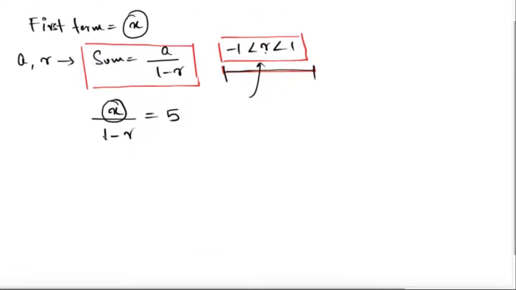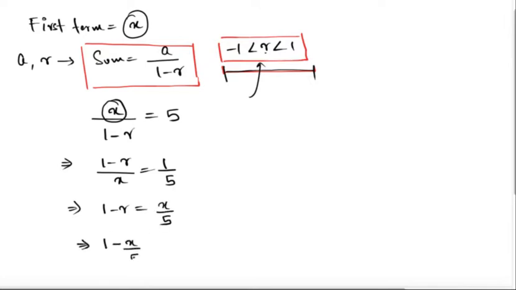So from here, x upon 1 minus r is equal to 5. If I take the reciprocal on both the sides, I'll have 1 minus r upon x is equal to 1 upon 5, which gives me 1 minus r is equal to x upon 5, and this means that 1 minus x upon 5 is equal to r.